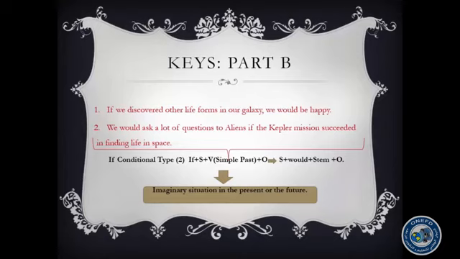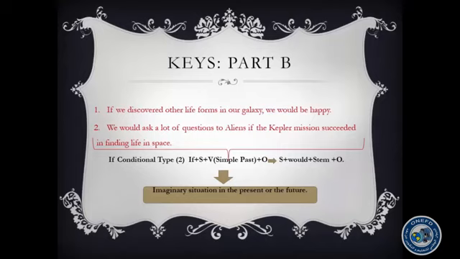So if conditional type 2 is not like if conditional type 0 and 1. This is an imaginary situation. It's unreal. But even though it is unreal and imaginary, it still has the chance to happen. But those chances are very small. For example, the first sentence: if we discovered other life forms in our galaxy, we would be happy.